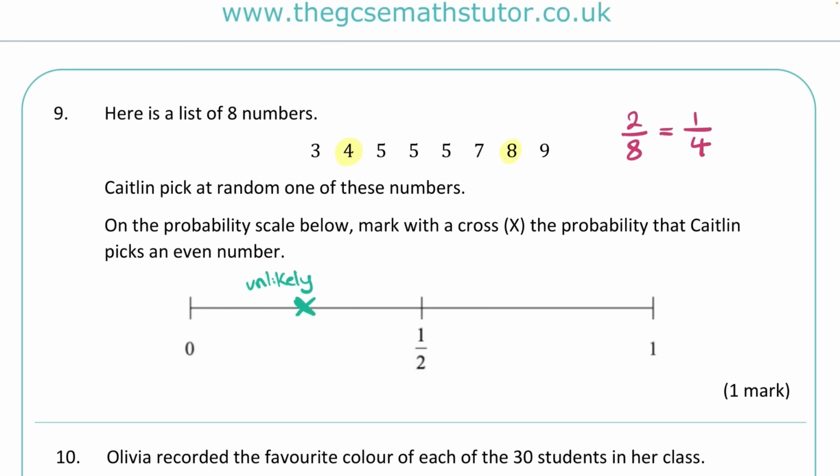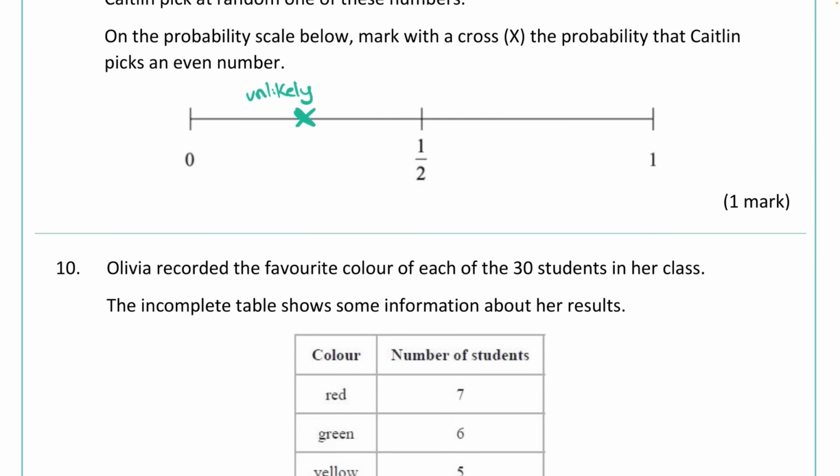So there we go. It's unlikely that we would pick an even number, as there are only 2 out of 8. It's a lot more likely that we would pick an odd number. Okay, there we go. So there is our probability scale.